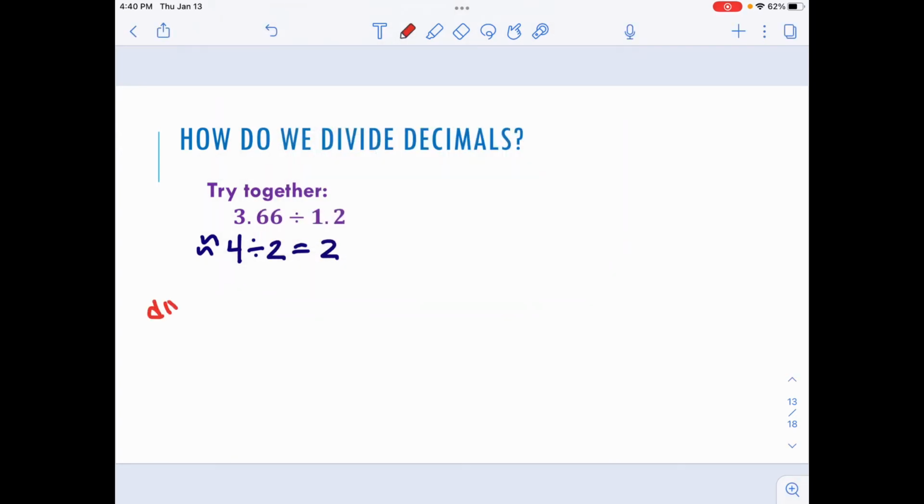Well, we're clearly dividing, and since there's no negatives in the problem, I'm dividing a positive by a positive, my answer should be positive. All right, so the first thing I'm going to do is take that first number, 3 and 66 hundredths, and put that inside my division sign, and the 1 and 2 tenths on the outside.